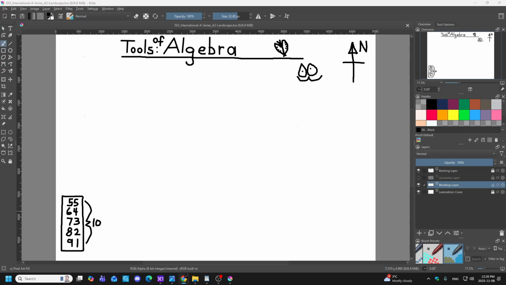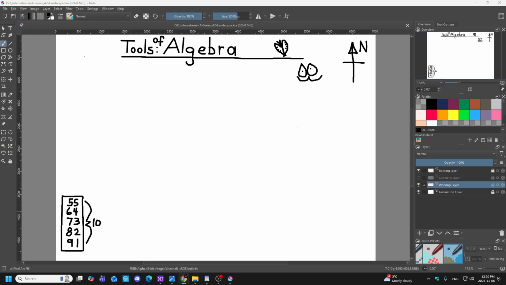Check your understanding. Write an algebraic expression for each verbal expression. The sum of a number and 14.